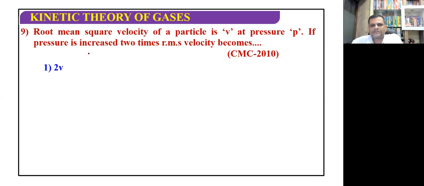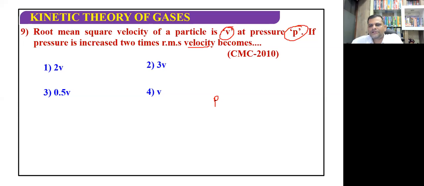Next one. Let us see. The root mean square velocity of a particle is v at pressure p. If the pressure is increased 2 times, then this RMS velocity will become, yes, this makes sense. Root mean square velocity of the particle is v at pressure p. Okay. If pressure is increased 2 times, then its RMS velocity will become.